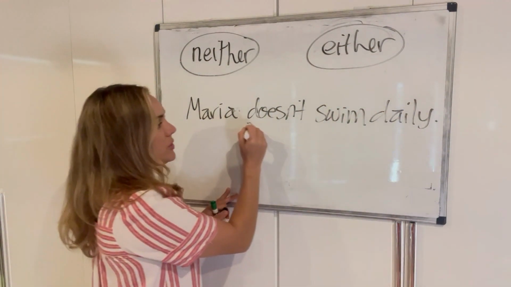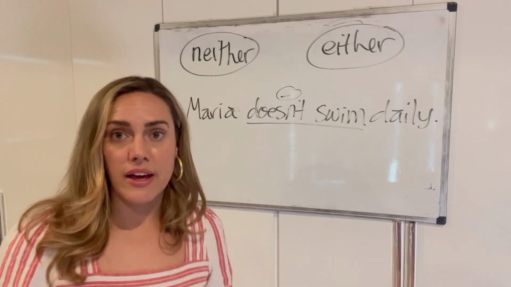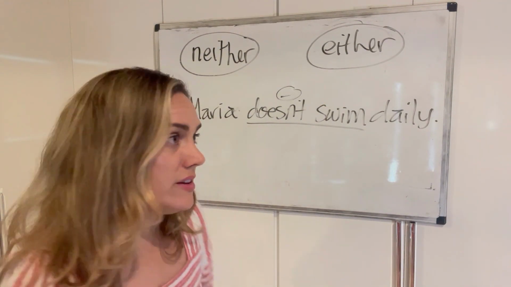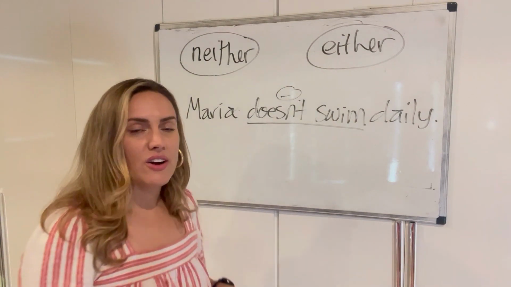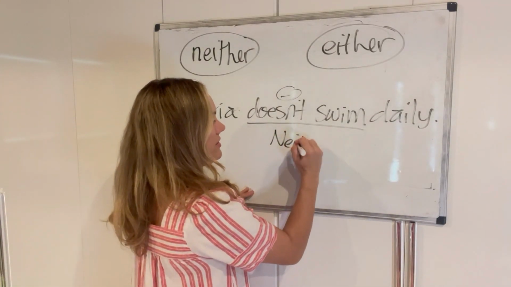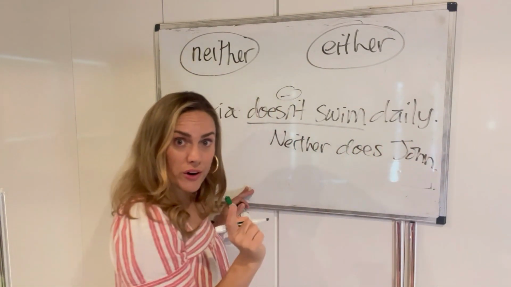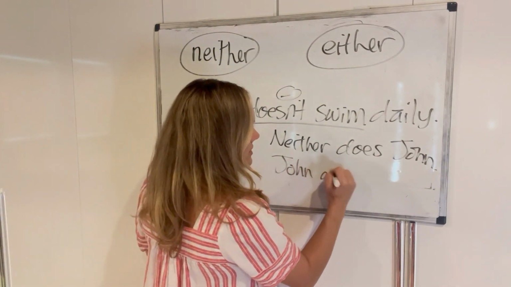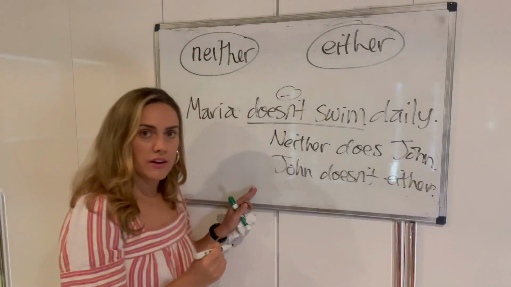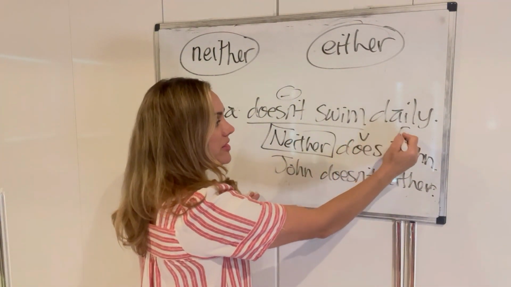Here it says Maria doesn't swim daily. This is negative. Oh yeah, neither does John. I can say, neither does John. Or John doesn't either. Remember, if you start with neither, you need a verb and the subject.